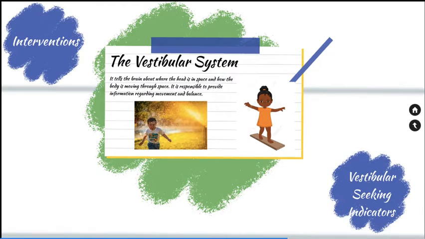The vestibular system tells the brain about where the head is in space and how the body is moving through space. It is responsible for providing information regarding movement and balance. People use vestibular input to maintain upright posture, balance, and move through space. Problems with the vestibular system result in balance deficits, excessive physical activity, avoidance of physical activity, motion sickness, and changes in arousal level.